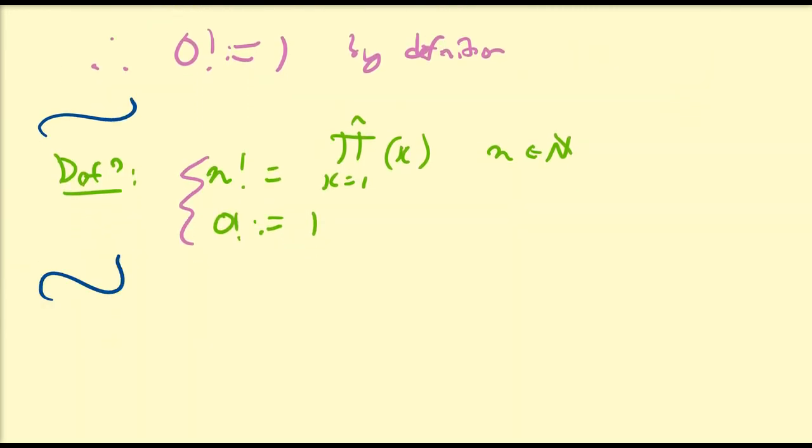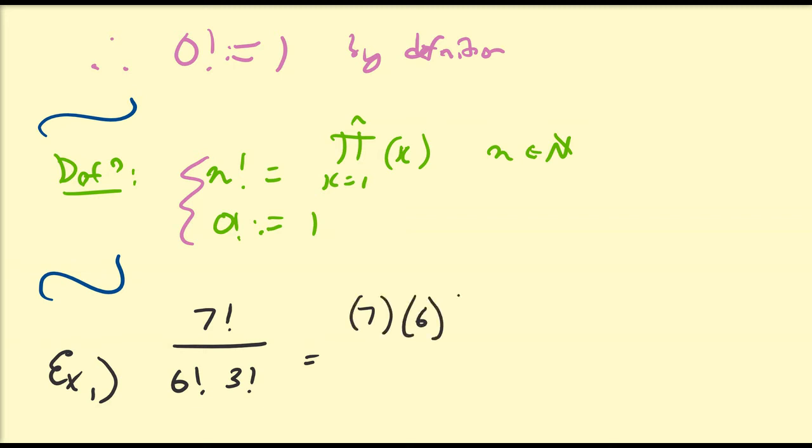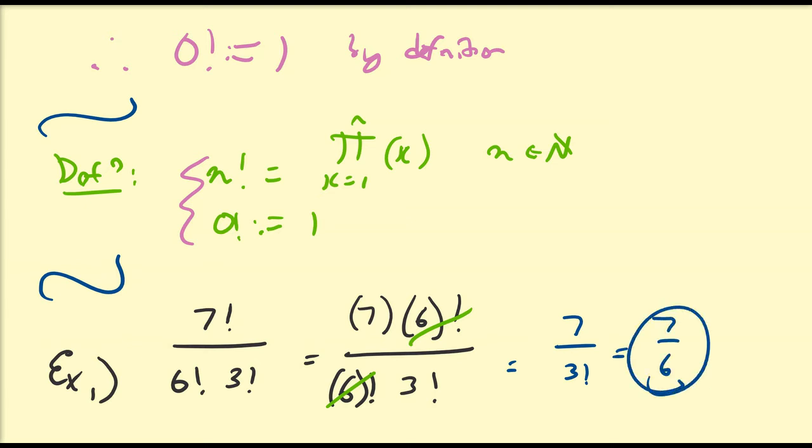All right, great. So let's work out a couple more examples on factorial expressions and how to simplify them. First example, suppose we have 7 factorial over 6 factorial times 3 factorial. We know 7 factorial is the same as 7 times 6 factorial, all over 6 factorial times 3 factorial. So 6 factorial can cancel here. We're just going to be left with 7 divided by 3 factorial, and we know 3 factorial is 3 times 2, so this is the same as 7 sixths.